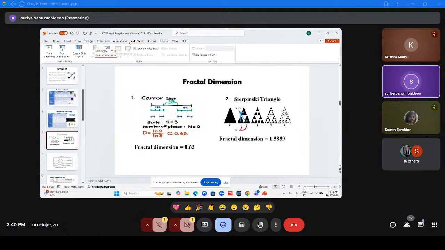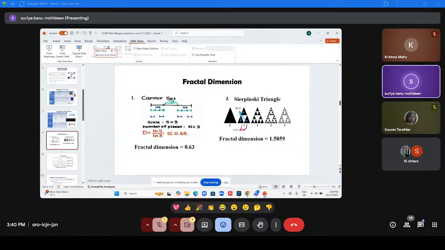Here the number of similar pieces is 2, and the scaling factor is 3. Therefore, log 2 by log 3 is approximately equal to 0.63. The fractal dimension of the Cantor set is 0.63. The next example is the Sierpinski triangle.